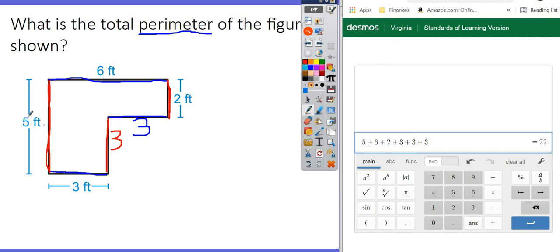Okay, so let's make sure we got them all. 1, 2, 3, 4, 5, 6 sides. So that means my total perimeter would be 22 feet. Remember, perimeter just means add up all the sides. And if you're missing any, make sure you find them.